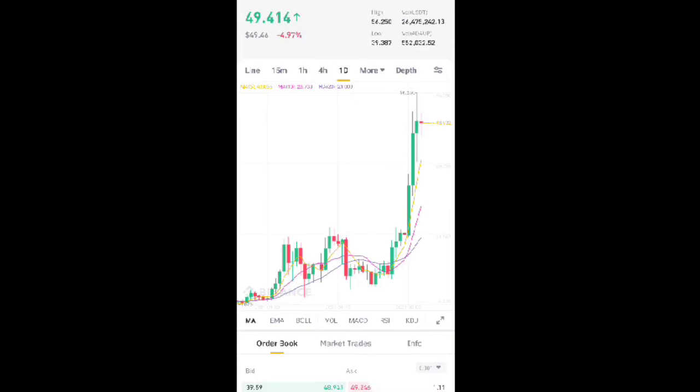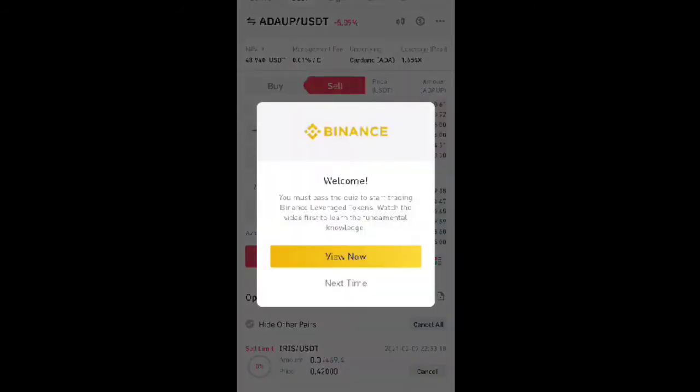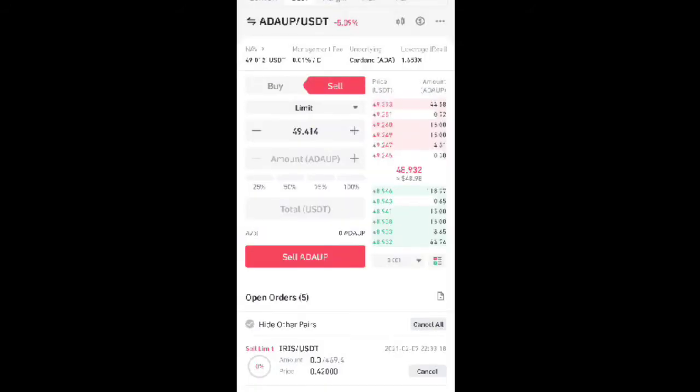buy and set your sell target. You buy ADA up, and then you set your sell to make profit. You buy ADA and you set your sell, and you make profit as ADA goes up.